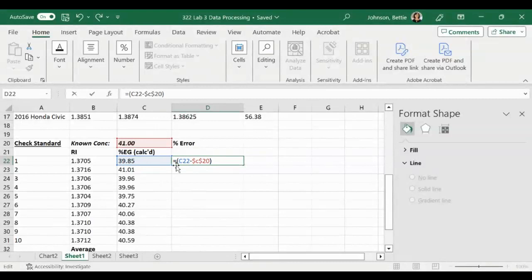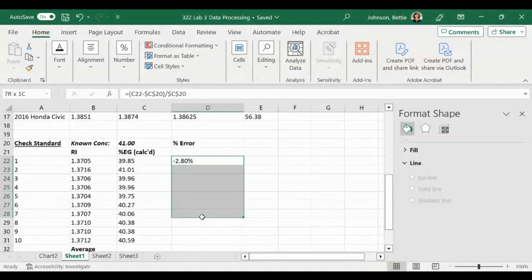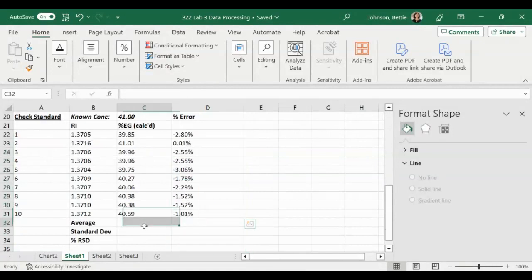Okay, so that's the difference between the measured and the known, and then I'm going to divide that by the known concentration, again $C$20. I already set the format of this cell to be in a percentage format, so I didn't have to multiply by 100. Click and drag down, and we can just hit Control D to fill all of the cells with that same formula.